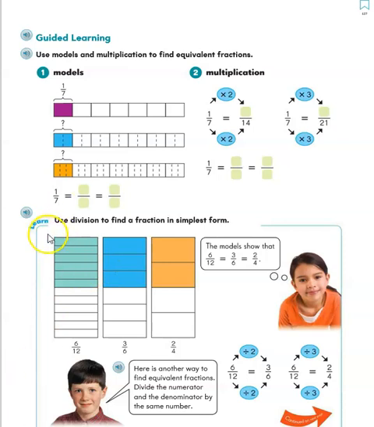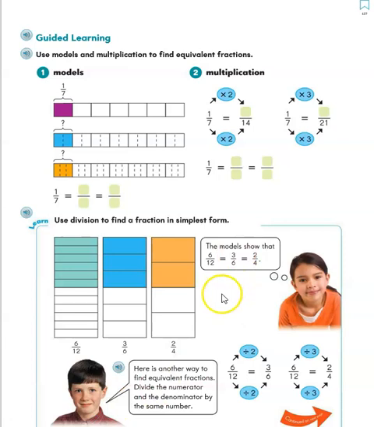Okay, moving down here to the bottom of our screen, we can see that there is another way to find equivalent fractions. And our little helper is telling us, here is another way to find equivalent fractions. Divide the numerator and the denominator by the same number. So not only can we multiply the numerator and denominator by the same number to find an equivalent fraction, we can also divide the numerator and the denominator by the same number to find an equivalent fraction.